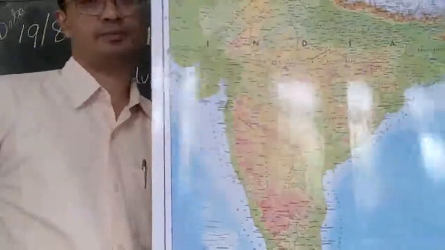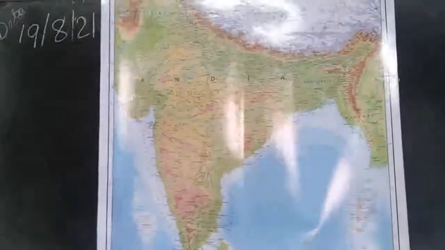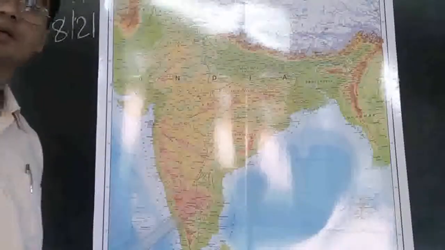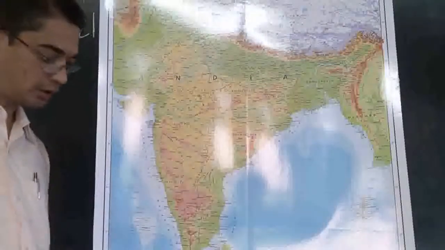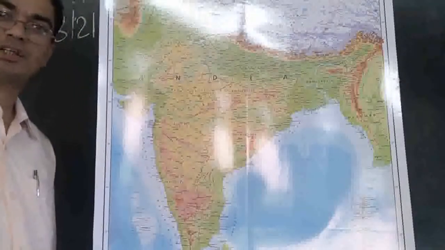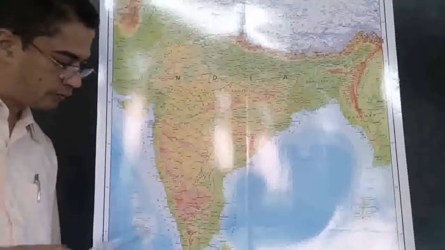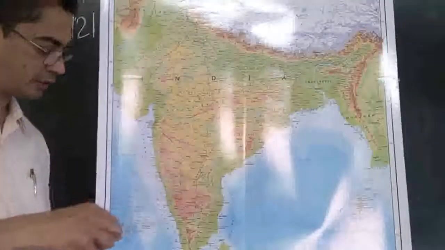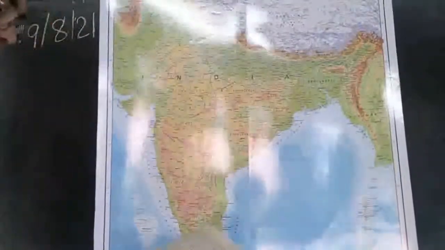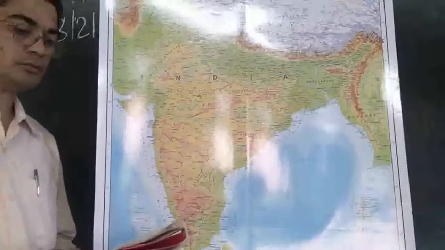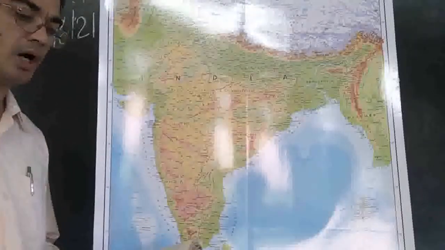You can see the map. India is in the northern hemisphere, and high pressure wind is formed in the southern hemisphere over the ocean. There the wind moves in a southwesterly direction. It is moving in this direction, and then it enters the Indian peninsula.